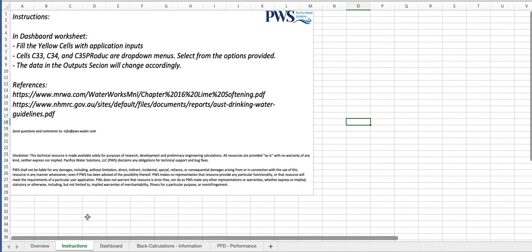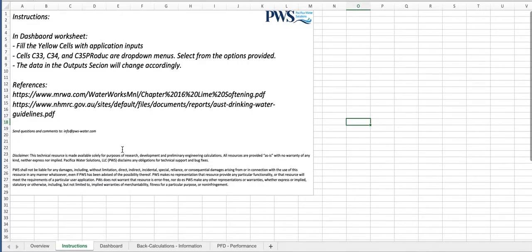Going into the instruction section, you can clearly see there aren't many instructions. Basically, in the dashboard, whatever cell you see in yellow you need to fill, and whatever you see in pink are the outputs that are automatically calculated. It provides a couple of references where the methodologies have been extracted from. The third source for methodologies here is our own extensive data on actual projects that we have performed, pilots and commercial projects in the past. They are integrated with the information from these two sources to provide the functionalities behind this tool.